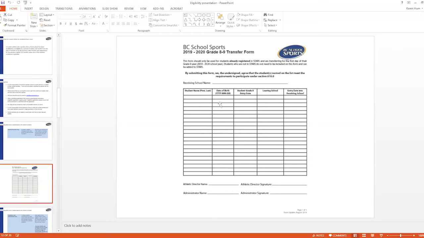But if they went to another school in their first week of grade 9 and then ended up transferring to your school, you cannot use that form in this case. Does anybody have any questions regarding that?